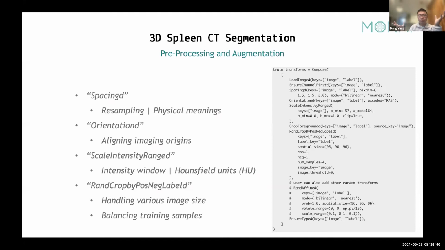After those three pre-processing steps, we want to train the model. But after resampling, the image size can vary a lot. So we use random cropping based on the foreground and background labels. First, it can handle various image sizes, and also it can balance the training samples. You want the model to see some crops, ROI patches, with foreground region and some patches without foreground region, like purely background regions, to make the model training balanced.